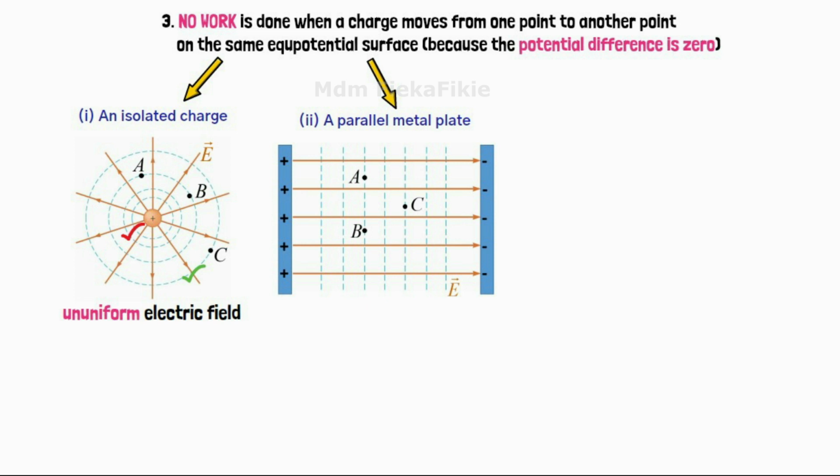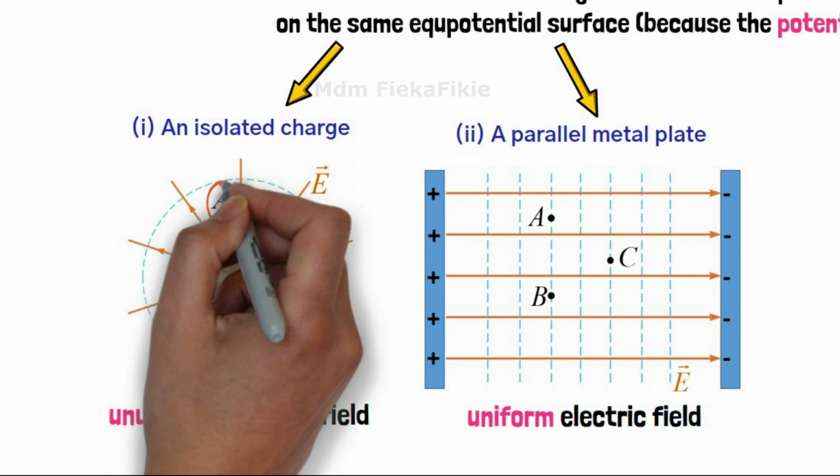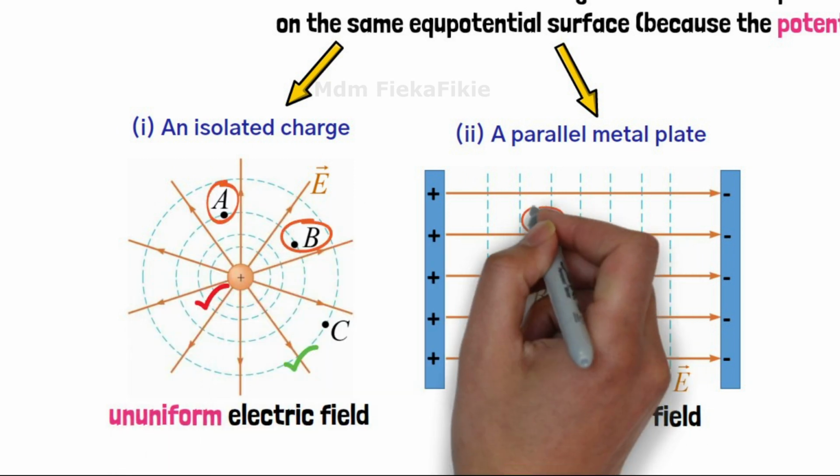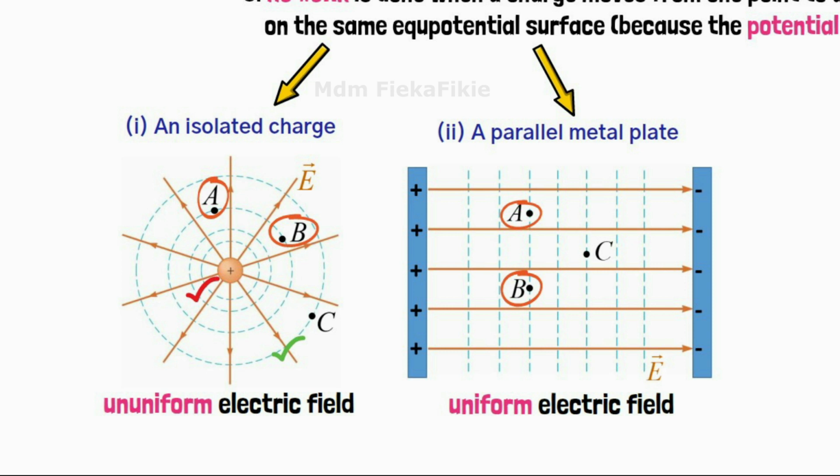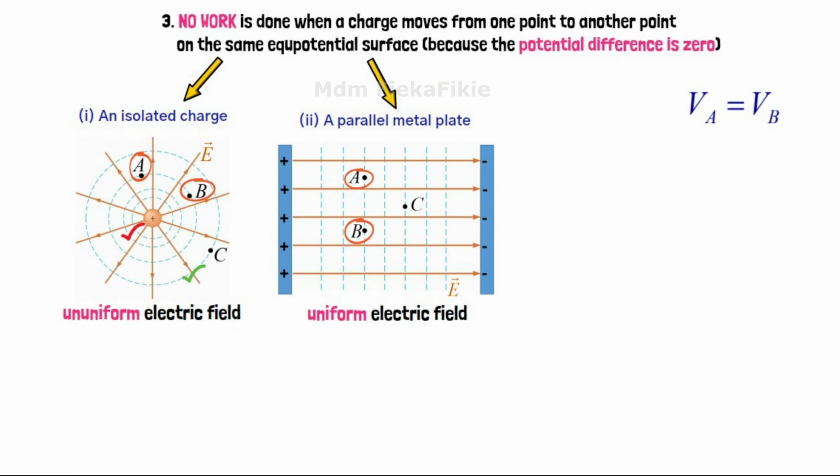Boleh. Tapi untuk parallel metal plate, dianya berbeza. Okay, the electric field is uniform between the metal plate. Alright, so based on these two diagrams, you can see here that point A and point B are located on the same equipotential surface. Kedudukan A and B berada pada equipotential line yang sama. Jadi, disebabkan kedudukan A and B berada pada equipotential line or equipotential surface yang sama, means that electric potential at point A is equal to electric potential at point B. Boleh? But how about point C?